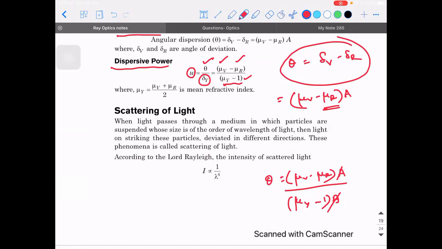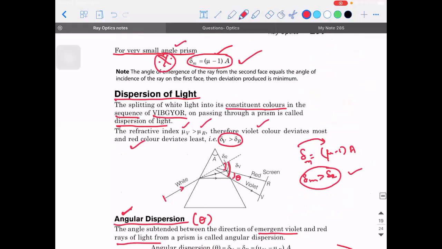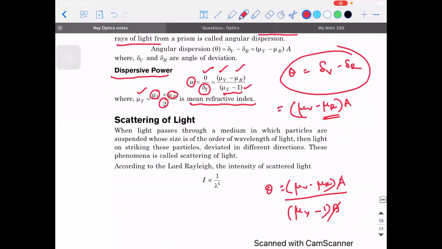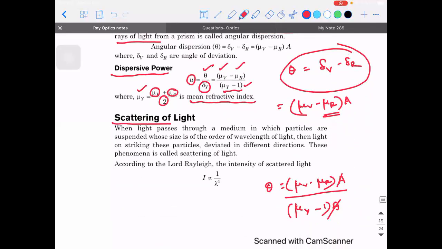Similarly, mu Y is equal to (mu V plus mu R) divided by 2, which is called the mean refractive index. The reason the yellow light is chosen is that yellow light is considered the mean color in VIBGYOR. Okay. It is considered like that. Next.